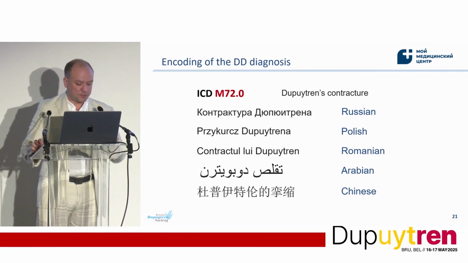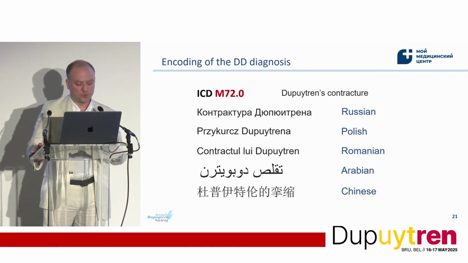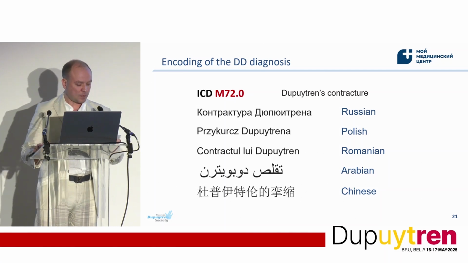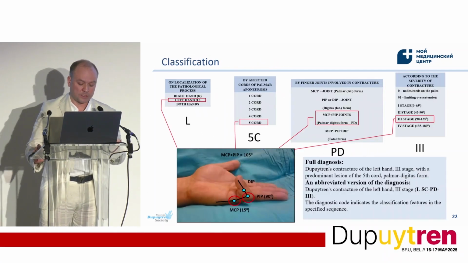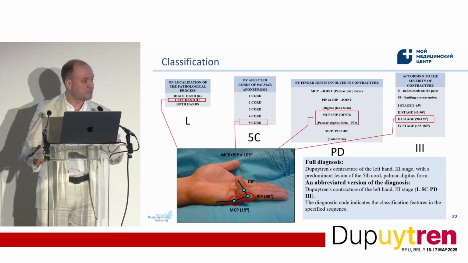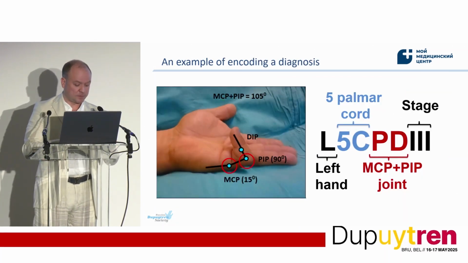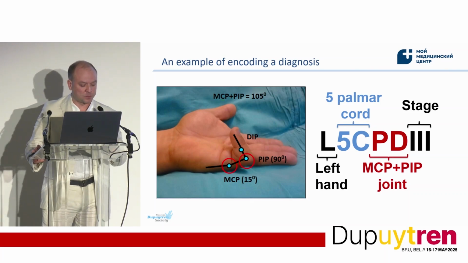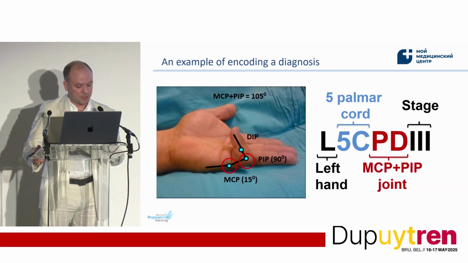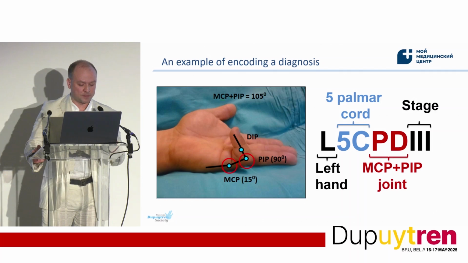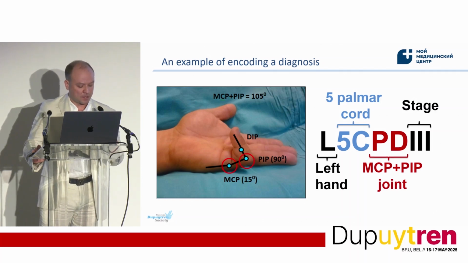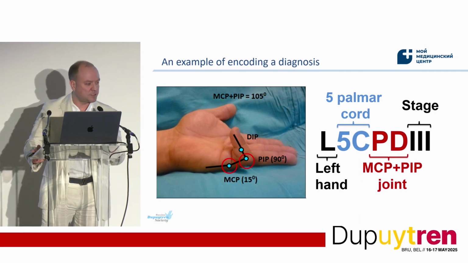Dupuytren contracture is spelled and pronounced differently across languages, often causing confusion. Our coding system allows a global understanding, like music, without translation. Now I will demonstrate how this works using a clinical case incorporating classification parameters. This slide shows left hand, letter L, 5th chord, 5C, MCP and PIP joints affected, so that's PD, and Tubiana classification, 3rd stage.